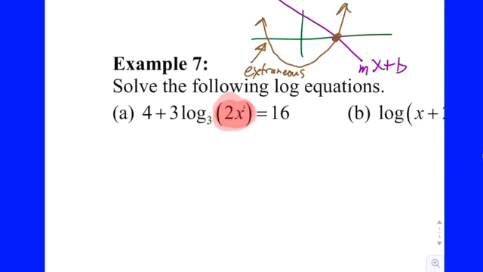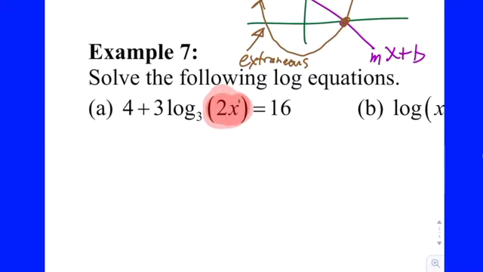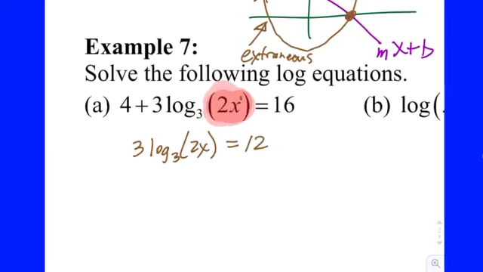So we want to solve. What should we do first? Yeah, very good. If this were algebra again, this term would be like x. It'd be 4 plus x equals 16. And you'd be like, I've got to get the x by itself, so I've got to subtract the 4. It's the same thing. The term that has the variable in it is what you want to isolate. All right, so you subtract 4, you get 3 log base 3 of 2x equals 16 minus 4, which is 12. Good.